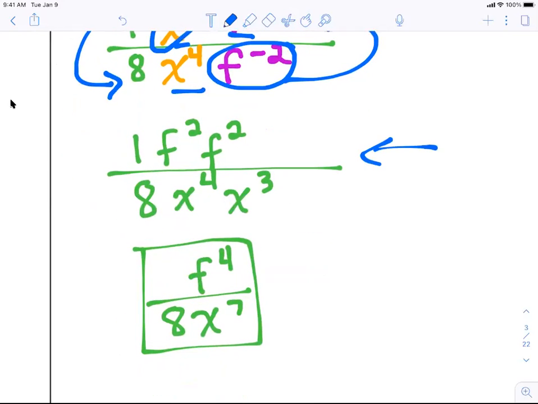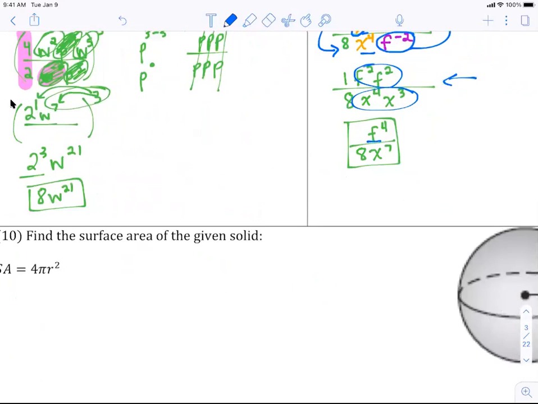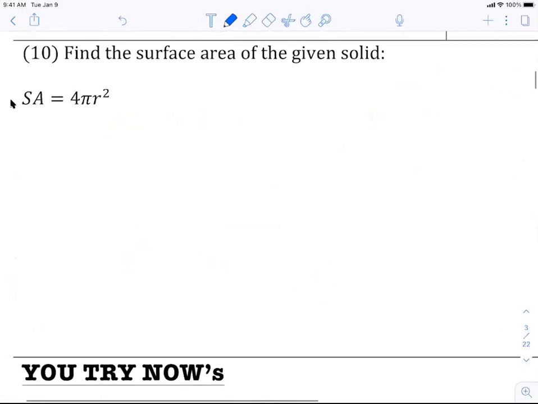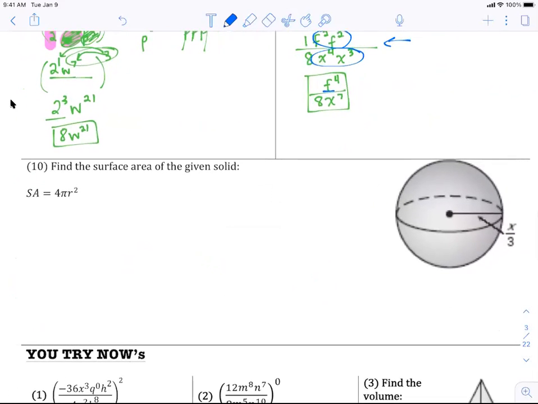Now that all of your exponents are positive, just one last simplifying step. We have 4 f's here, which is how I got f to the 4th. And on the bottom, there's a total of 7 x's being multiplied together, which stays. Okay? So a lot of times it's really just taking it step by step and then using each of the properties that we see.